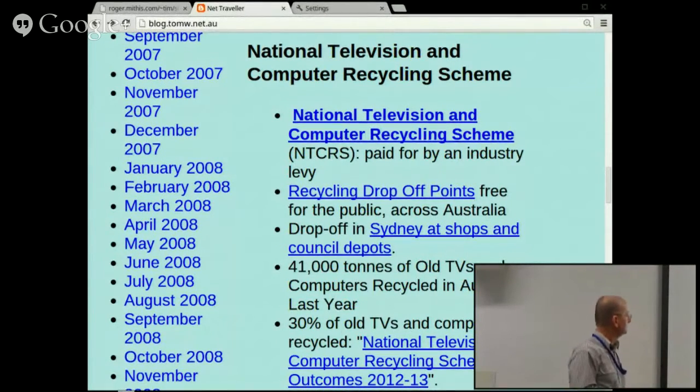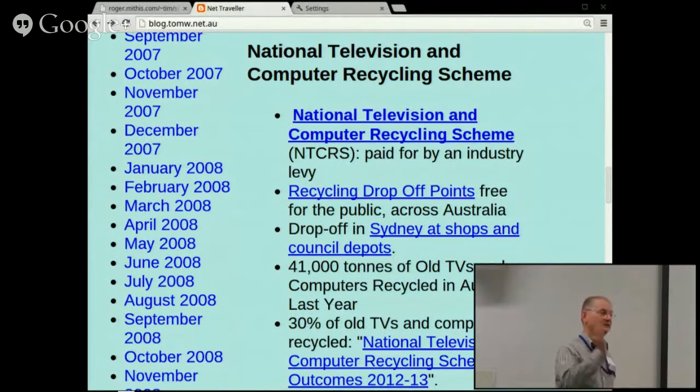The latest report is that people have dropped off in the last year 41,000 tons of computers and television sets under this system, roughly a third of the number of new gadgets bought. Two-thirds of them are still ending up who knows where. Plus, we've had this transition to digital TV, which means there's a whole lot of old television sets that people are replacing, and we've had the change to smart little tablet devices. So I suspect there are a large number of computers sitting in people's houses, still yet to be put on the curb or something.